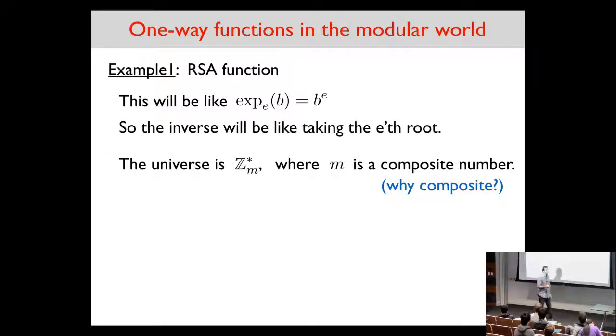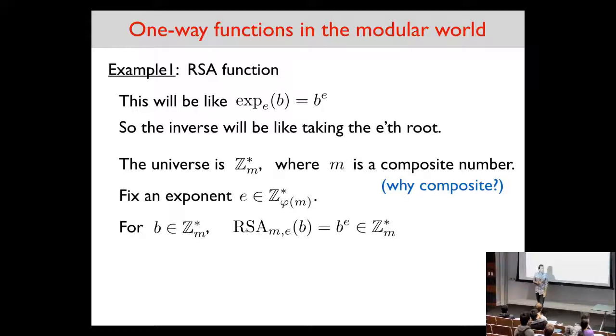Now, to be precise, our setting is going to be the universe Zm star, where m is going to be some composite number. Why composite? Wait for it. I'll say why it's composite, but just for now it's composite. Now you fix some exponent e. This exponent is in z phi of m, right? So in the exponent, the universe is phi of m. And actually, I want an exponent that has an inverse. So it's z phi of m star.